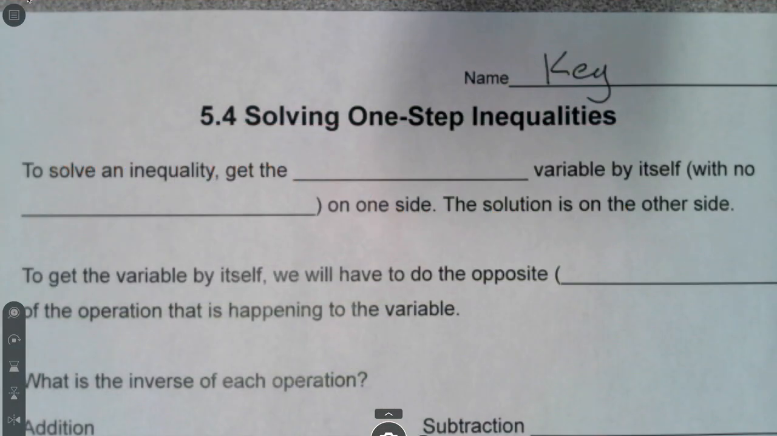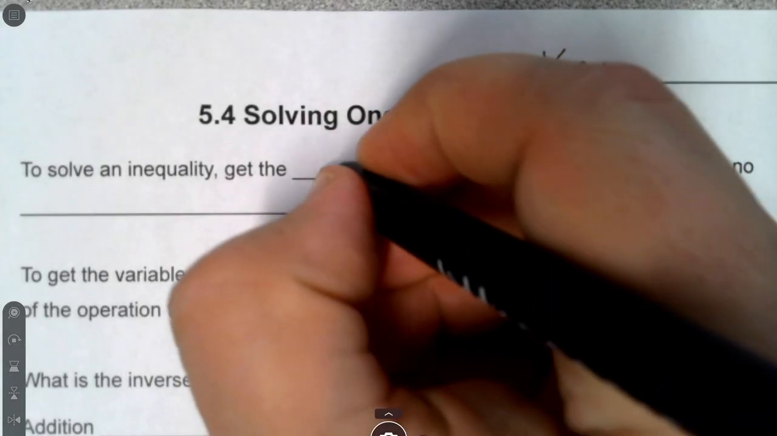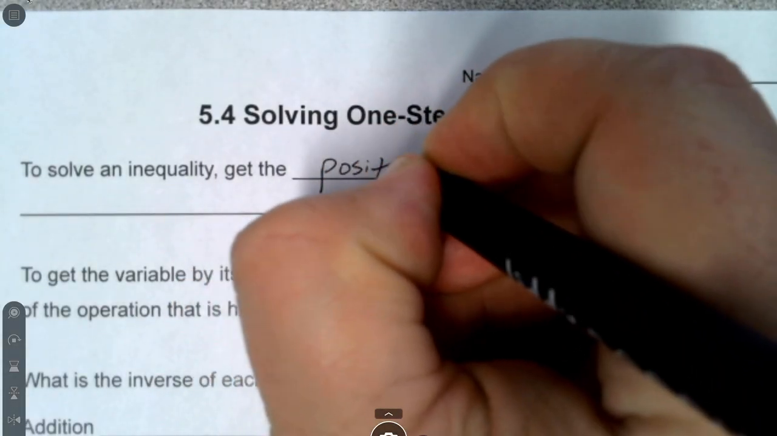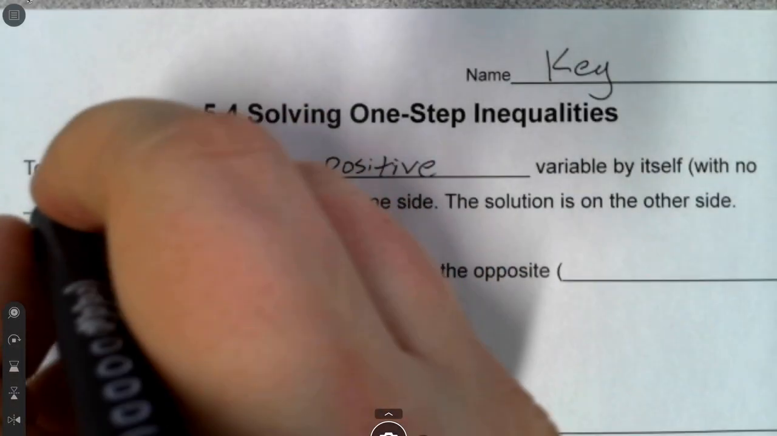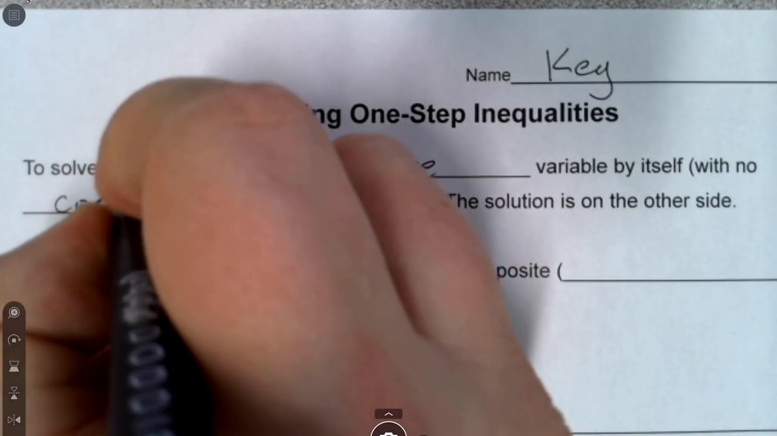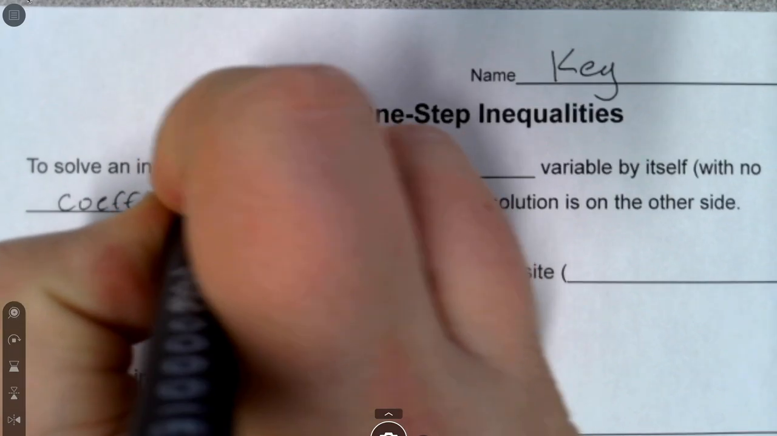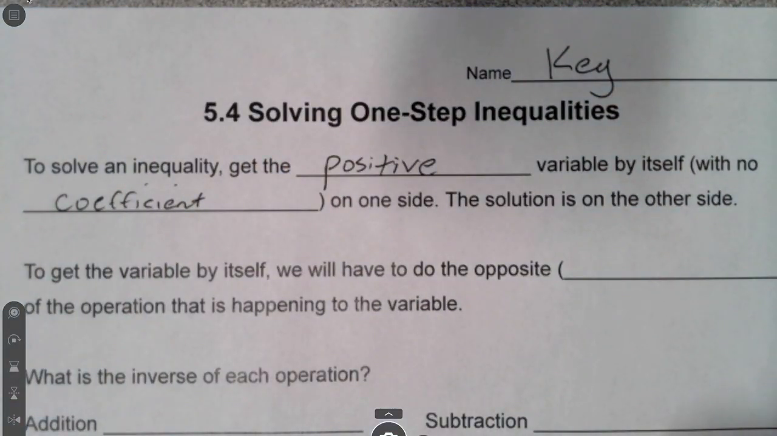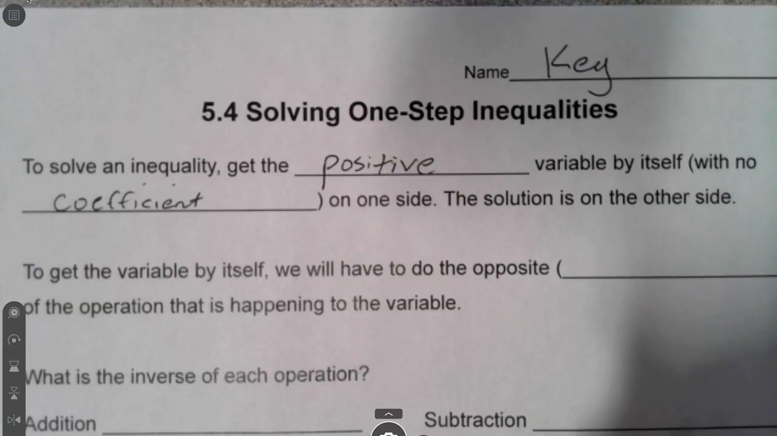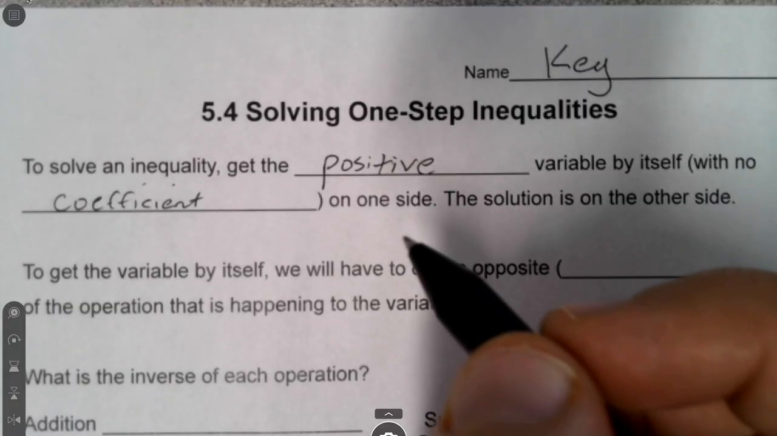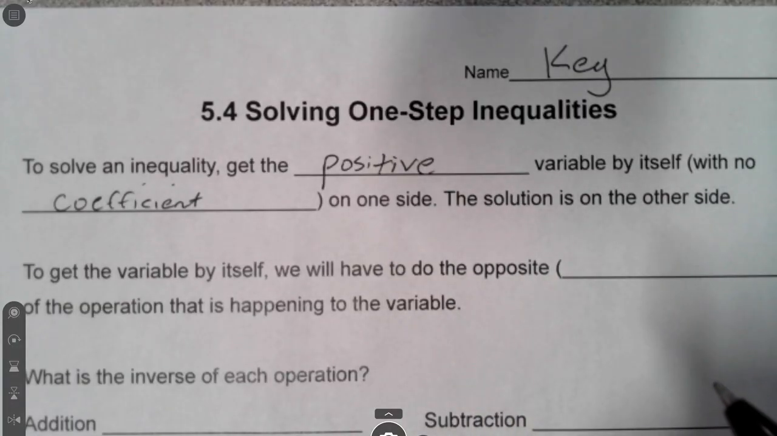Last lesson we learned about the graphs for inequalities, and today we're going to start learning about how to solve them. To solve an inequality, we want to get the variable by itself, meaning with no coefficient, on one side. It can be on the left side or the right side. And whatever side the variable's on, the solution is on the other side.